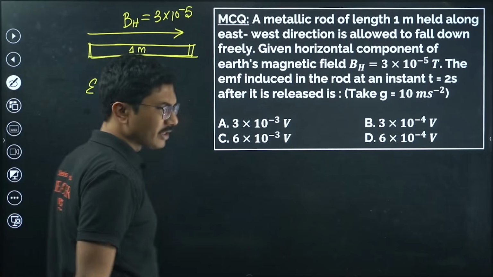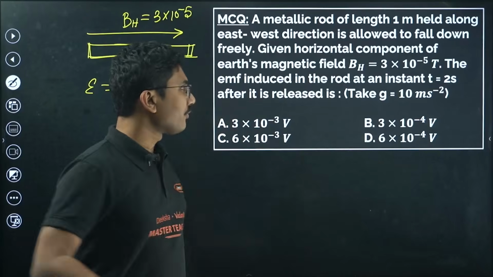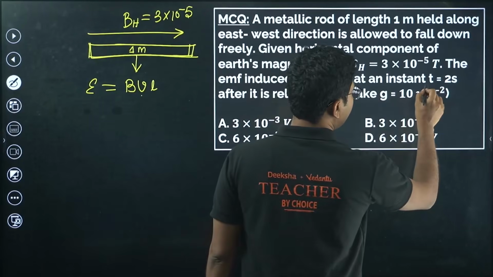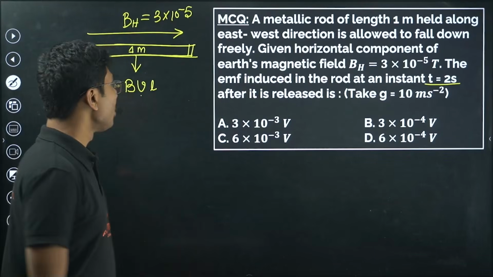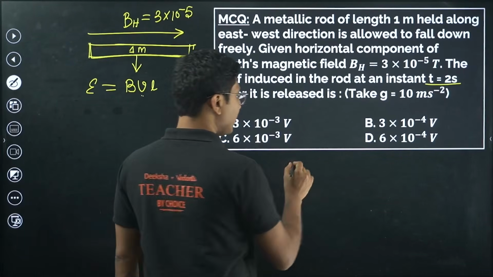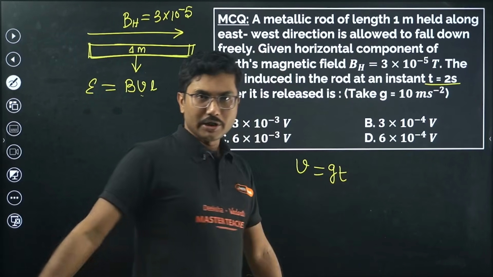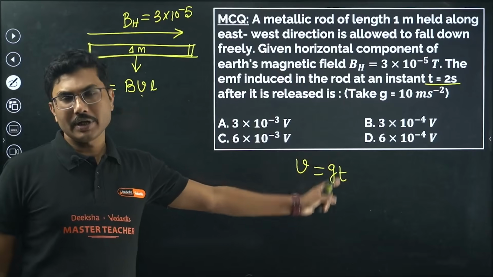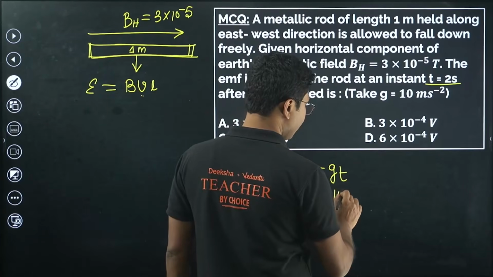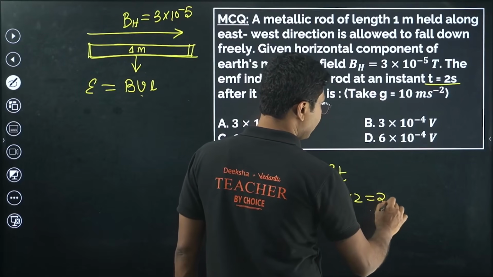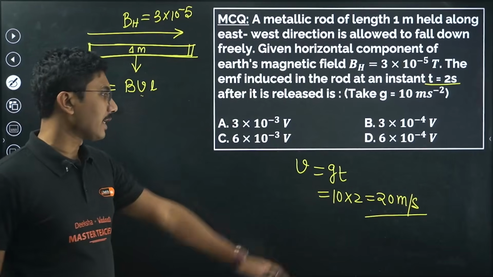Now V is not mentioned, but it is mentioned it is allowed to fall from rest, and we are trying to find the EMF induced after t equals 2 seconds. So we can use the equation of motion to calculate the velocity. When the object is falling under gravity, the velocity is given by u plus at, where u is 0 over here. Gravitational acceleration is the acceleration of the body. So gravitational acceleration is given as 10, time is 2 seconds. So the velocity is 20 meter per second after 2 seconds.